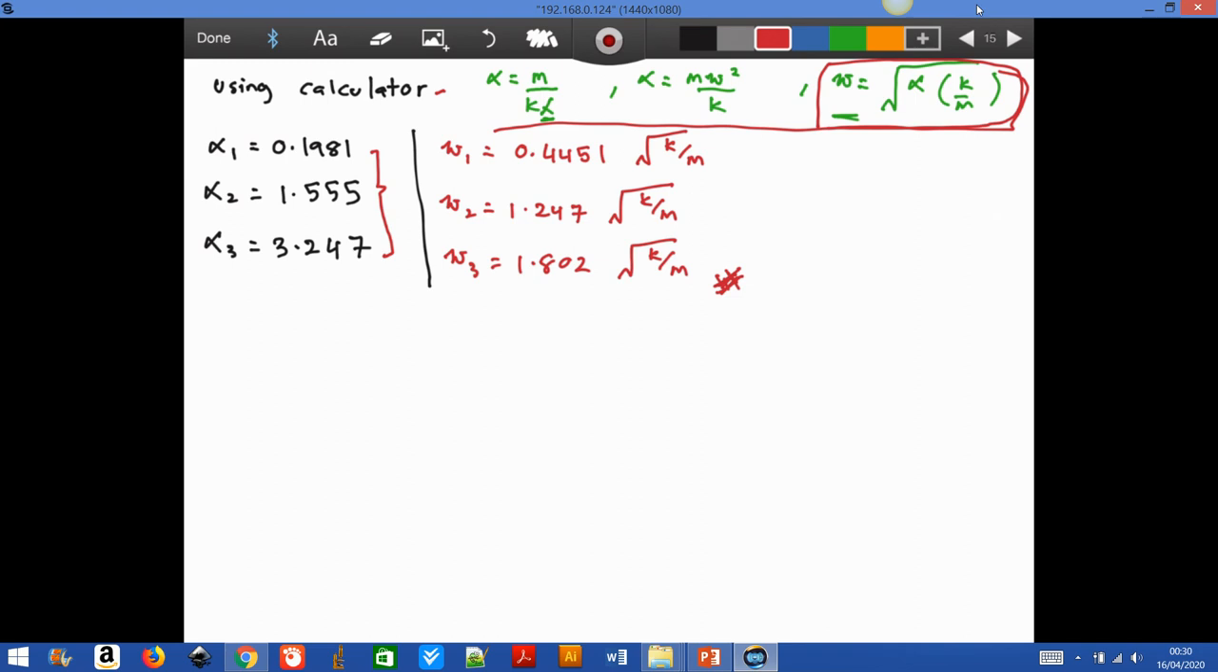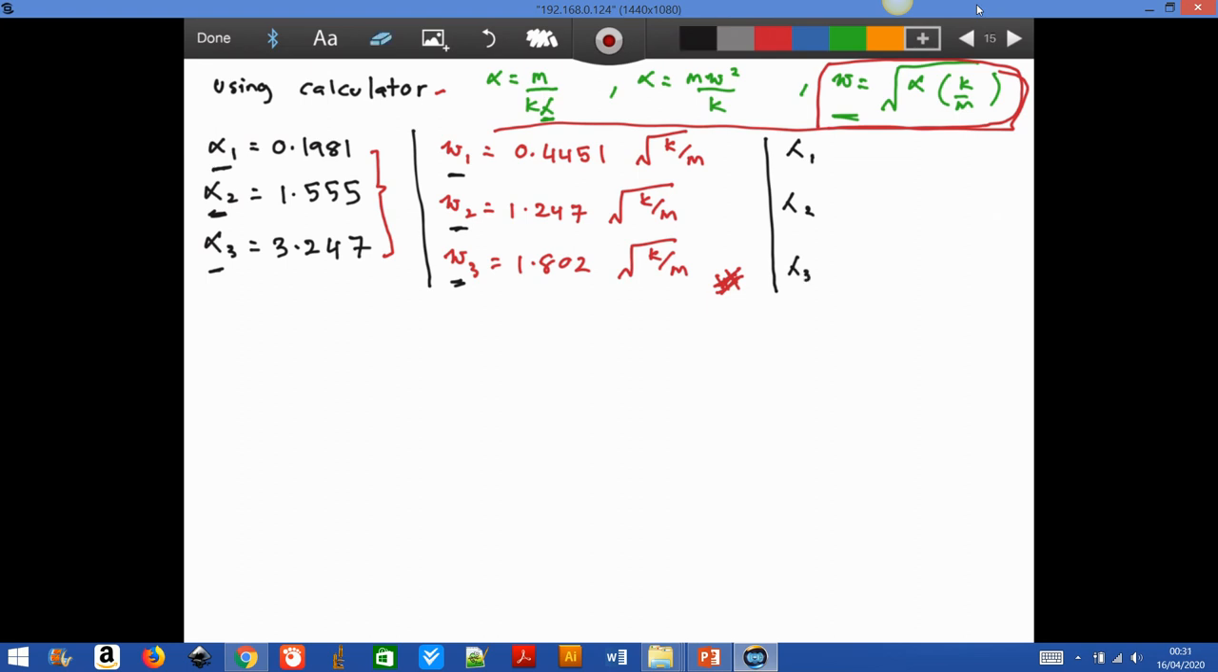Alright, now, how do we find the mode shape? I always recommend that you need to do one more step here. Get the lambda value. We already got the alpha value here, we already got the omega value here. Get the lambda value.